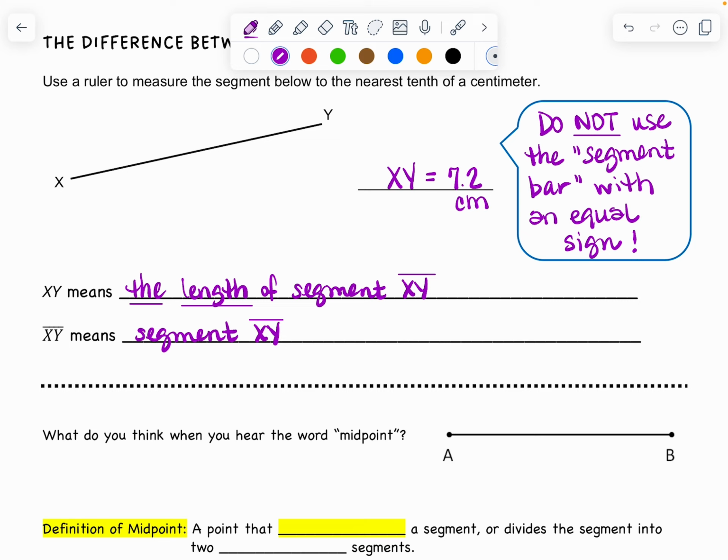I know that's kind of weird. You'll get used to it, I promise. We'll be going back and forth so we can practice that.